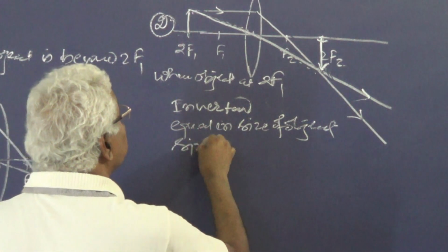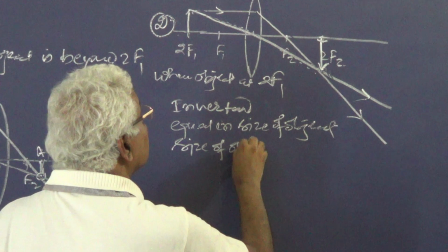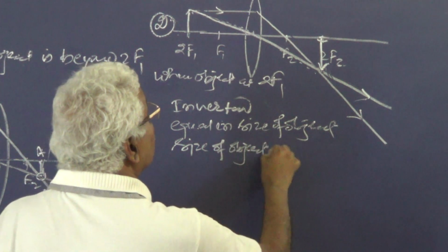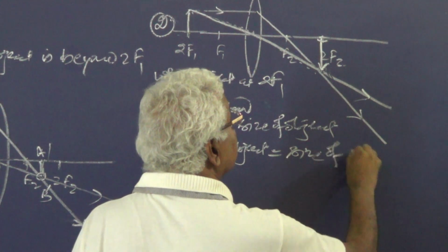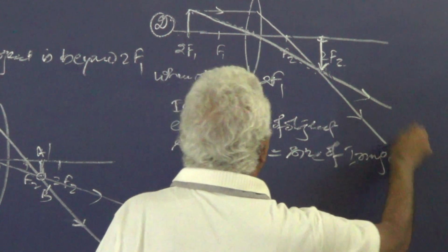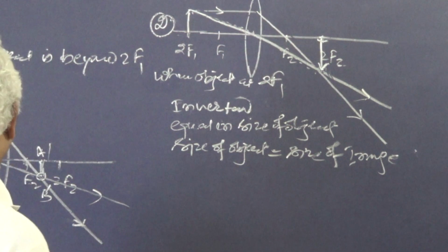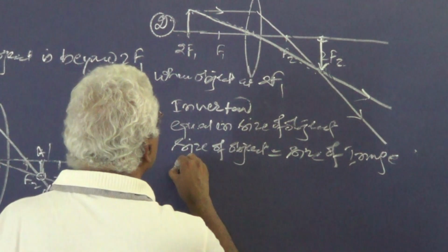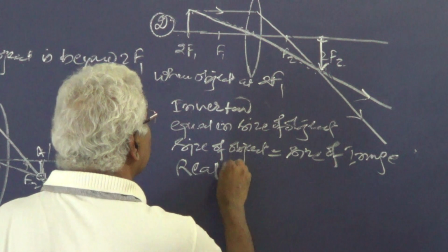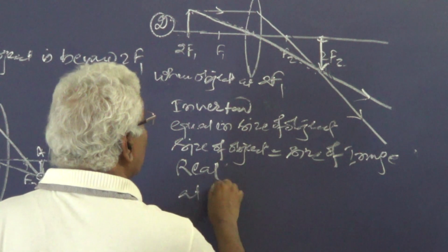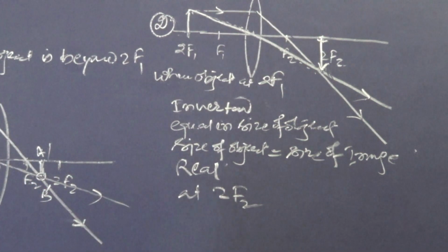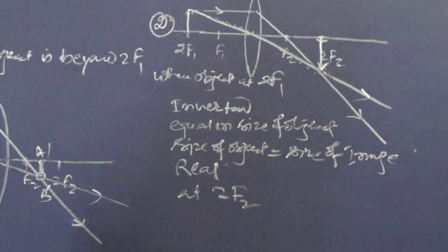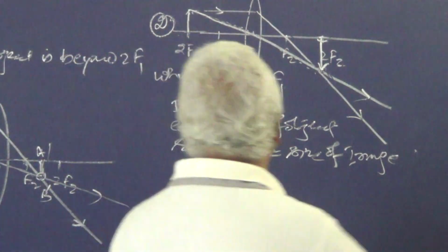Size of object equal to size of image, inverted, real, position at 2F2. Now, the second case, have you seen? Let me make the third case of this.